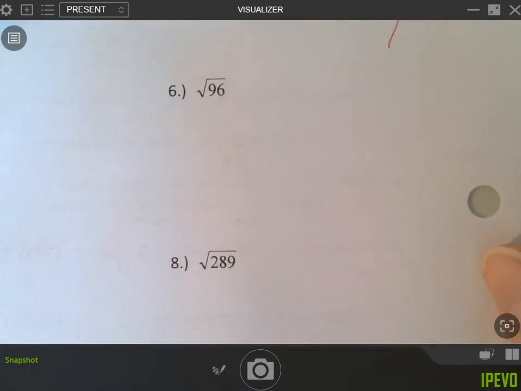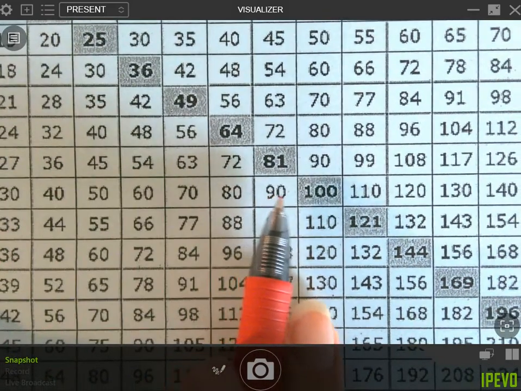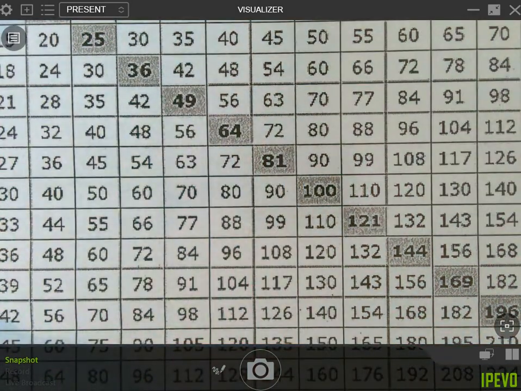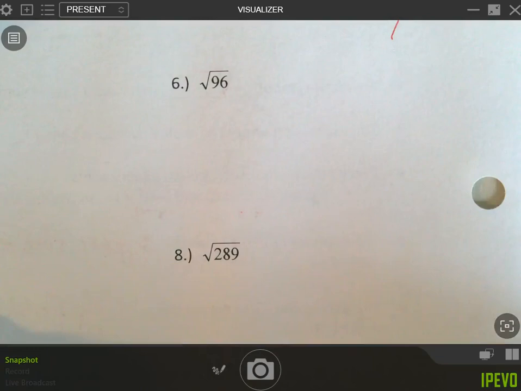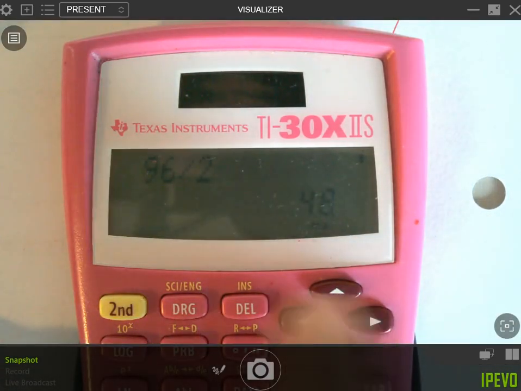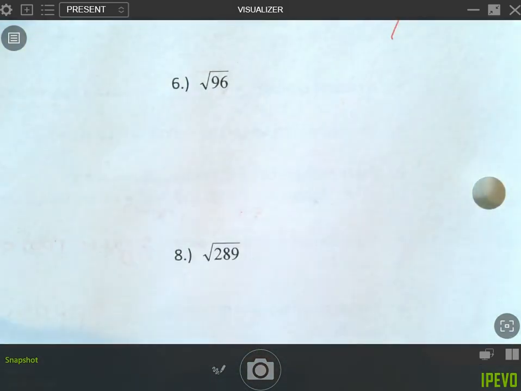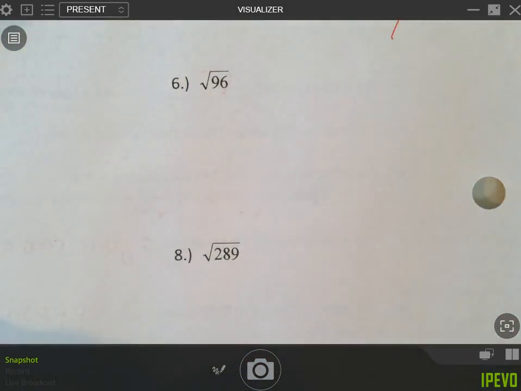All right, 96. Is that a perfect square? No. Okay. How did you know it's not? Not on your list? Okay. Now, if it's beyond my list, I would just have to try it in the calculator. So what's half of 96? I'm just cutting in half because dividing by 2 is the smallest thing I can divide by. 48.